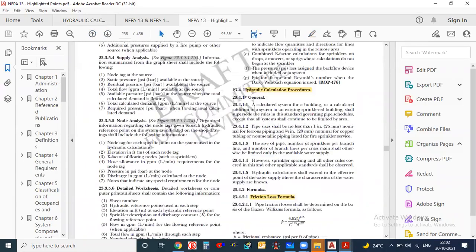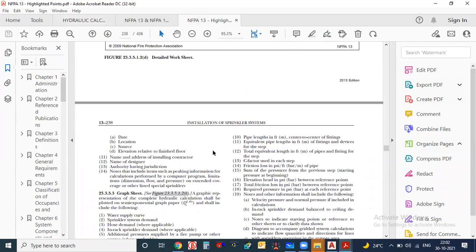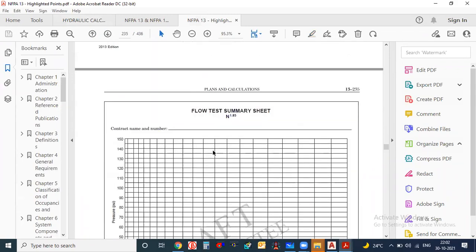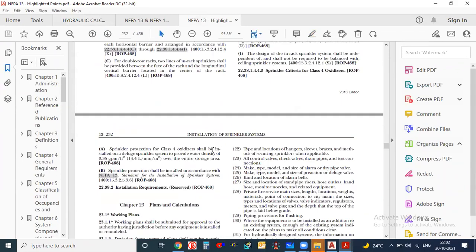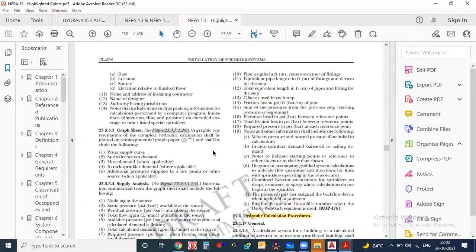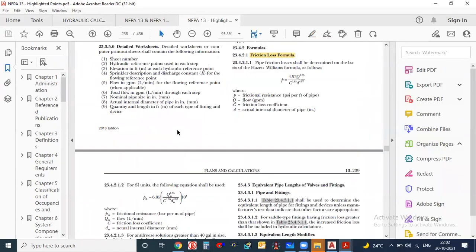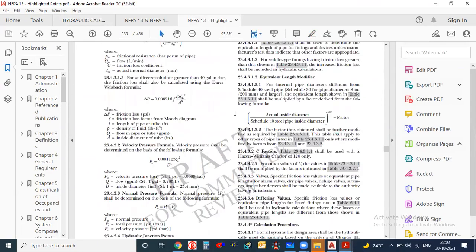In this chapter only it is given somewhere, the hydraulic calculation procedure. I think a little bit up, the density area method is given somewhere here. From there I have taken that formula. I wanted to show you because you can explain the same thing to the client also.